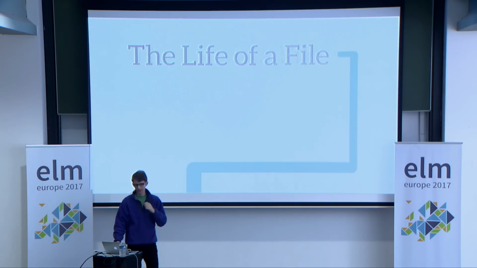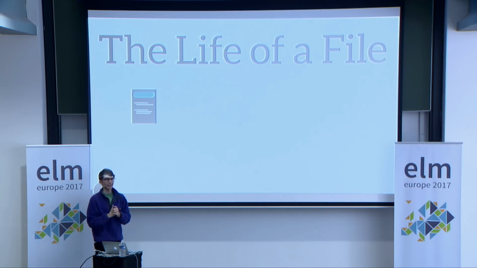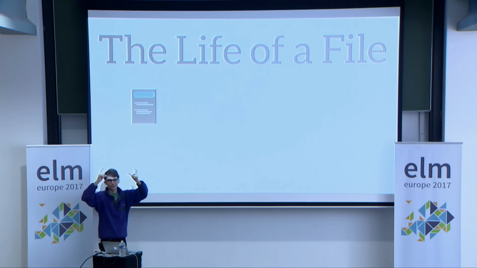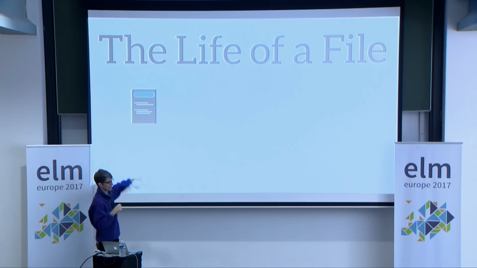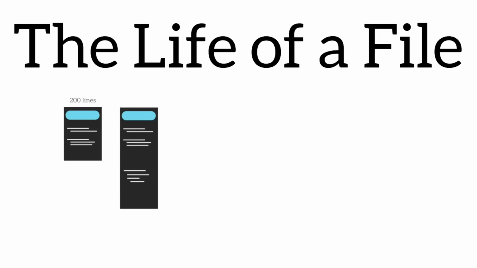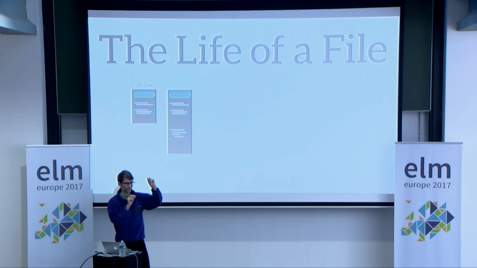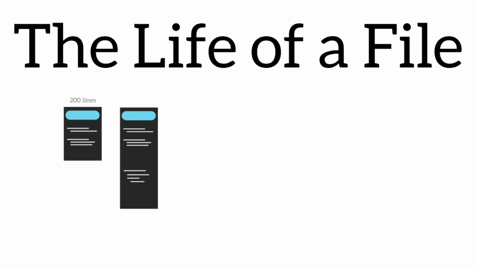OK, so the life of a file. We might start out with a nice little file. Let's say the blue is like the model, the data structure, and then there's some logic. And maybe this is my personal reading list, and I want to just keep track of the books that I'm interested in. And maybe I have 200 lines of code. Not crazy. And so I add some features. I want to be able to mark the books as read or not. And maybe I want to reorder them depending on if one starts to seem more exciting. And so now I have about 400 lines.